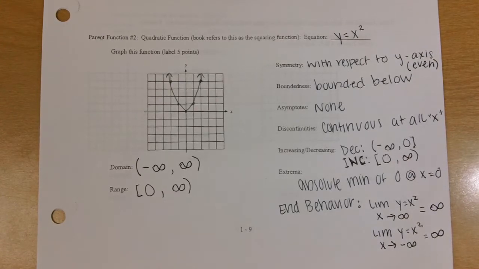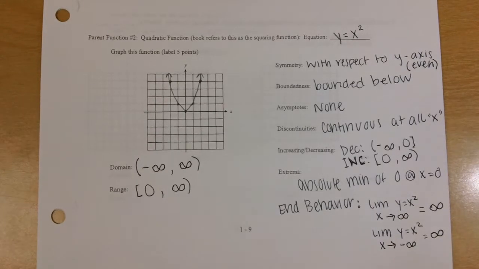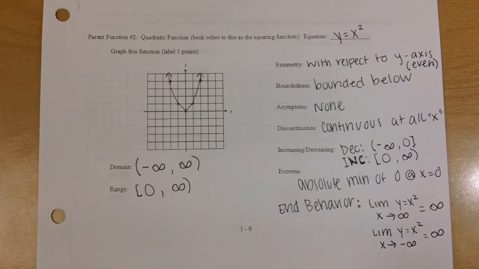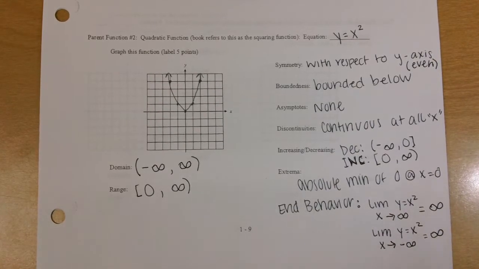The function is increasing from 0 to infinity and is decreasing from negative infinity to 0. The function's extrema is an absolute minimum of 0 at x equals 0. The limit of this function, y equals x squared, as x approaches infinity is infinity. The limit of y equals x squared as x approaches negative infinity is infinity.